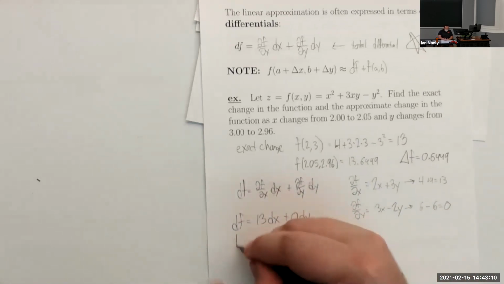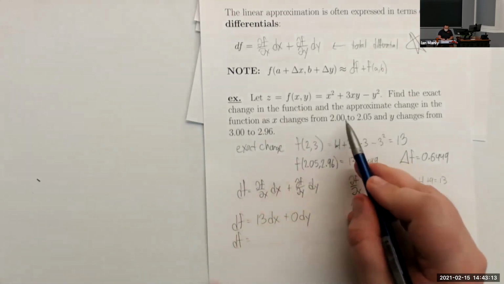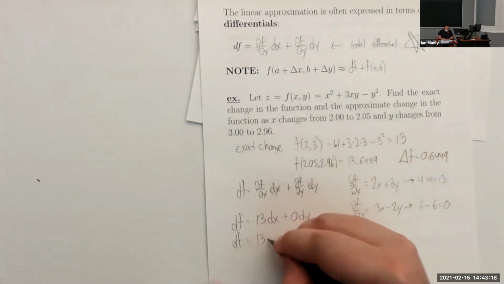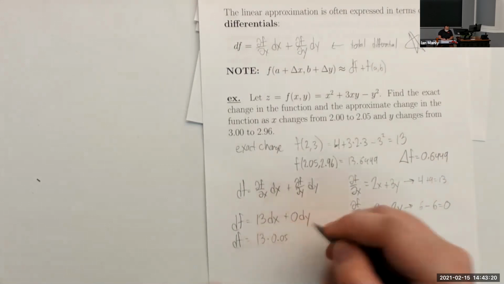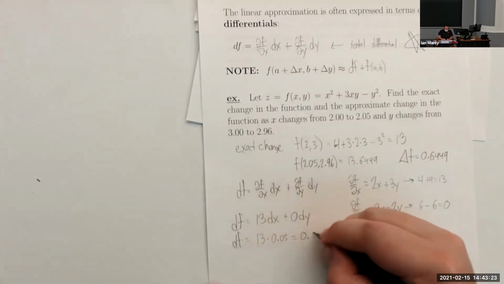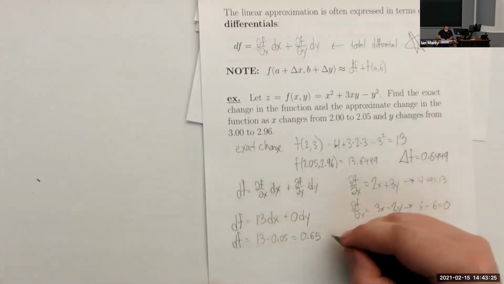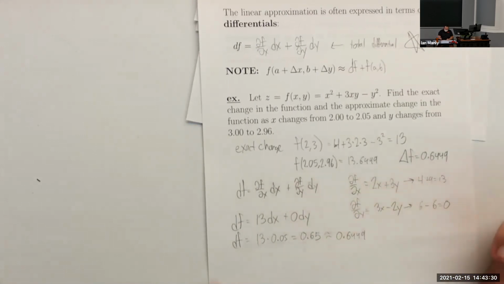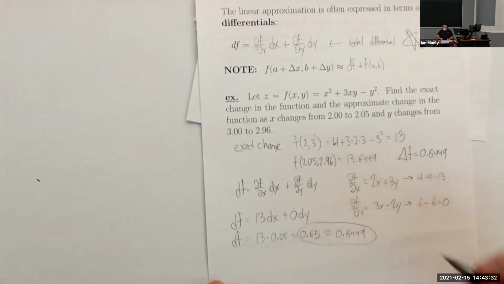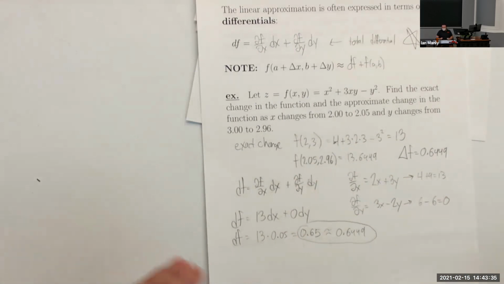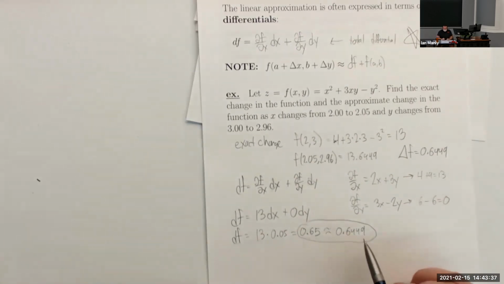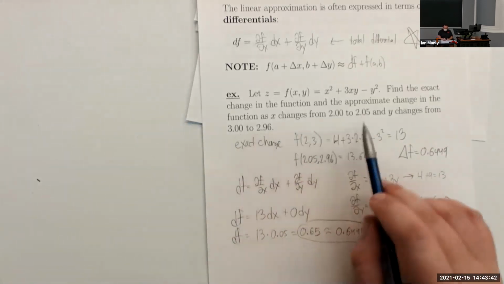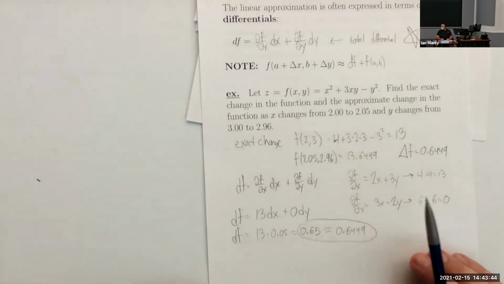All right, what was our change in x here? Our change in x was 0.05. So we have 13 times 0.05. That ends up being 0.65. And I would say that's pretty darn close to 0.6449. So as we can see, the linear approximation is not perfect. It's still an approximation, but it can get us pretty darn close to the actual change in our function value, so long as we're willing to move around close by.